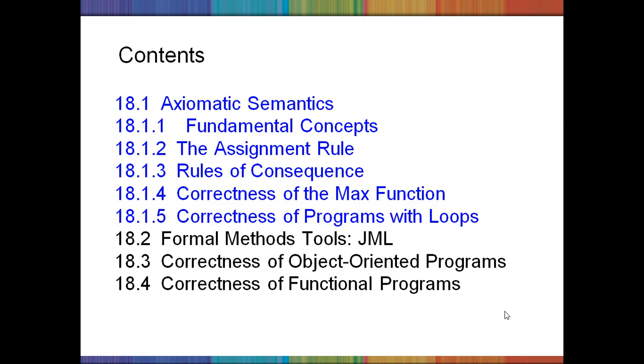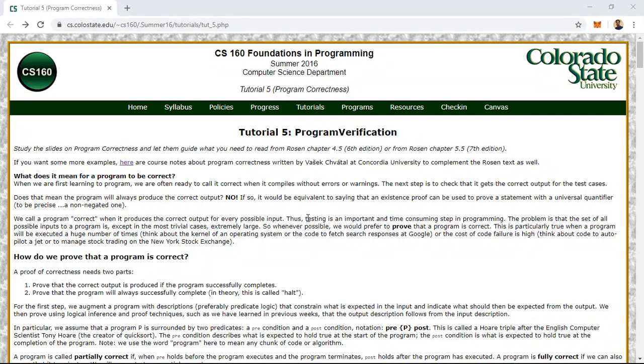Now in this lecture we are going to look at formal method tools, that is JML, the Java Modeling Language. Next is how to check the correctness of object-oriented programs and the correctness of functional programs. Before moving on to the next concepts, I would like to give you some more information about the last lecture, in which we saw the inference rule preparation for the given program.